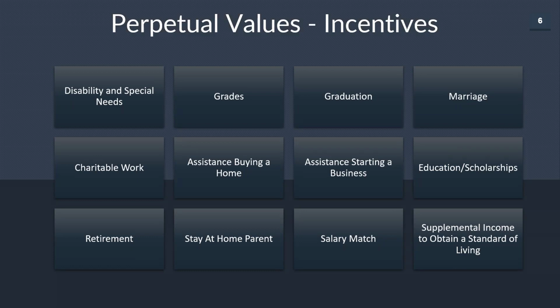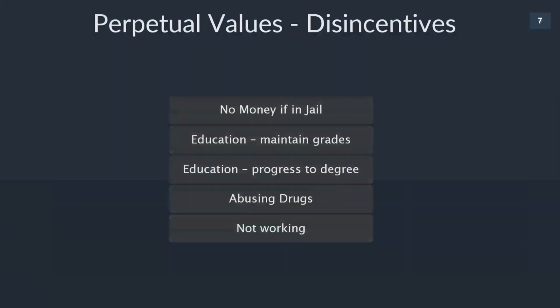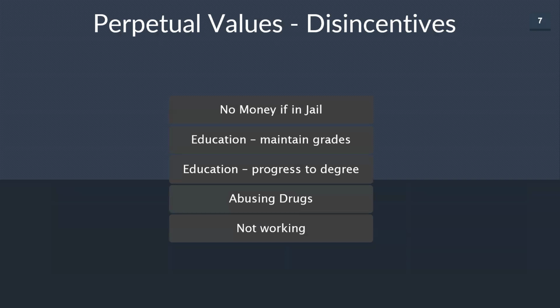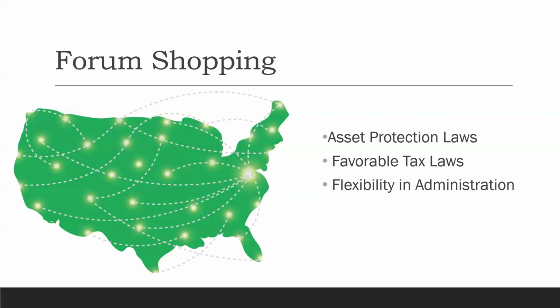Now we can put incentives in there. We can also put disincentives in there. Basically, the things I don't want my money used for. If my child or grandchild has a drug problem, well, I don't want to feed them cash. I want to get them into drug rehab. I want to make sure I take care of them the way that they should. So we can have incentives, we can have disincentives. There again, non-tax reasons to have an irrevocable trust.